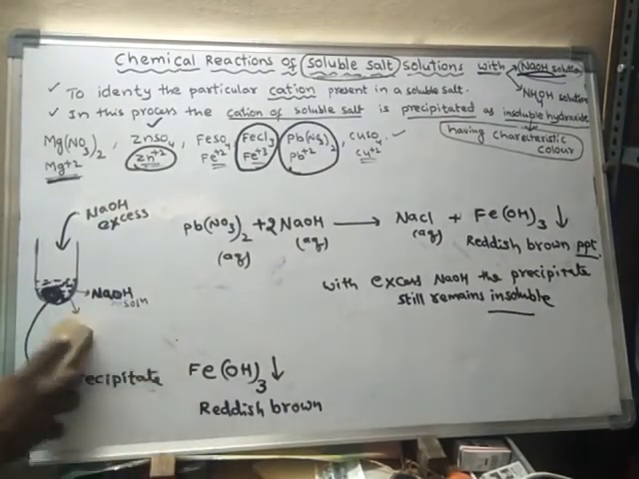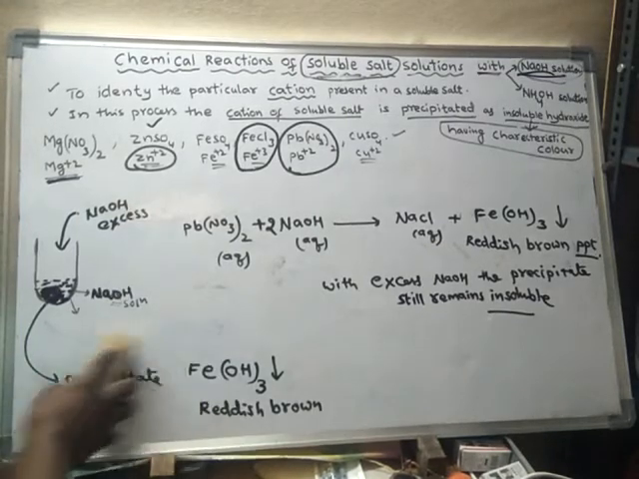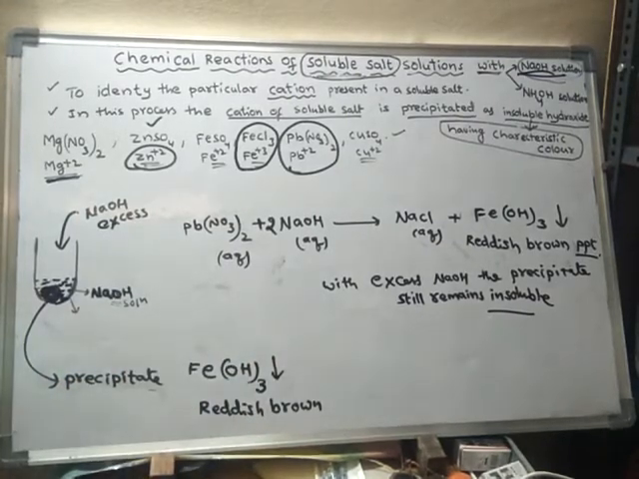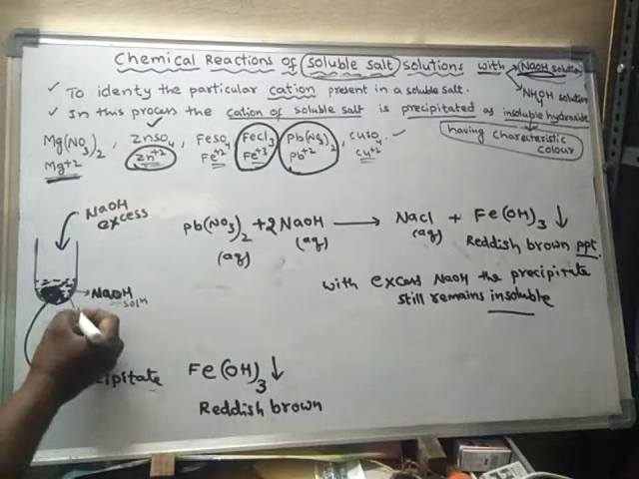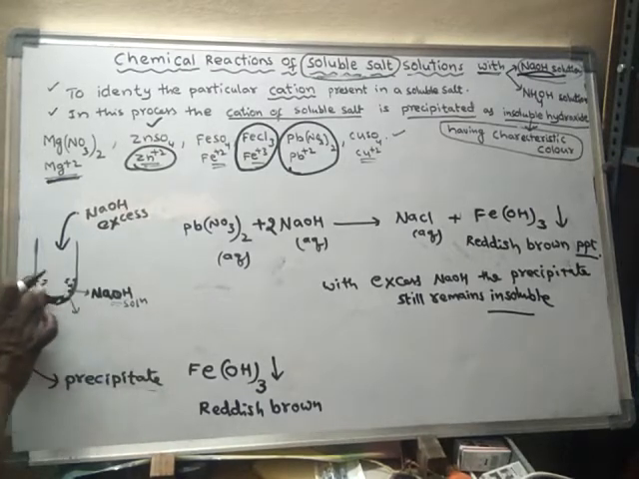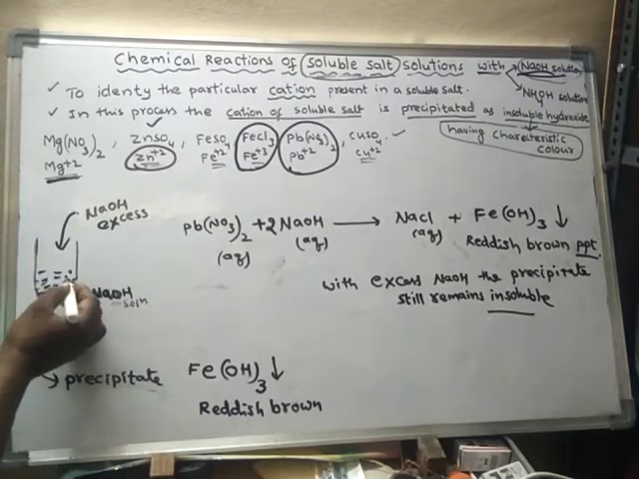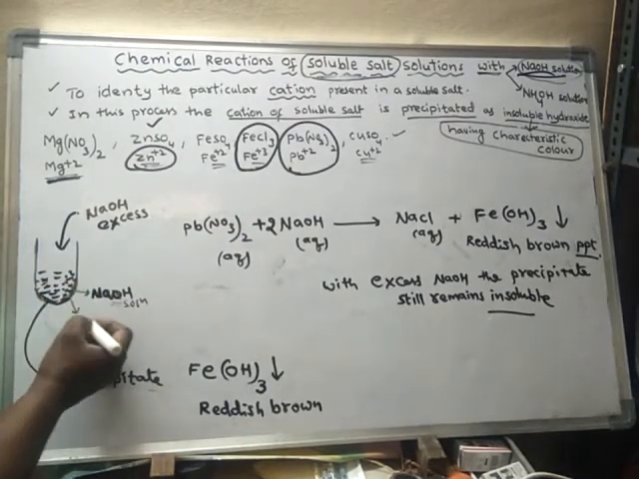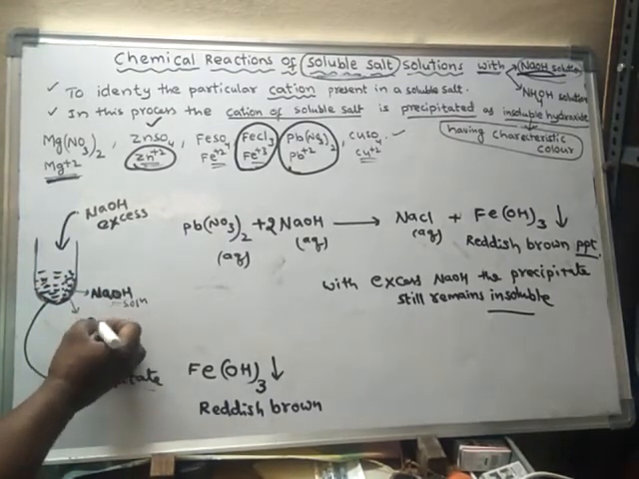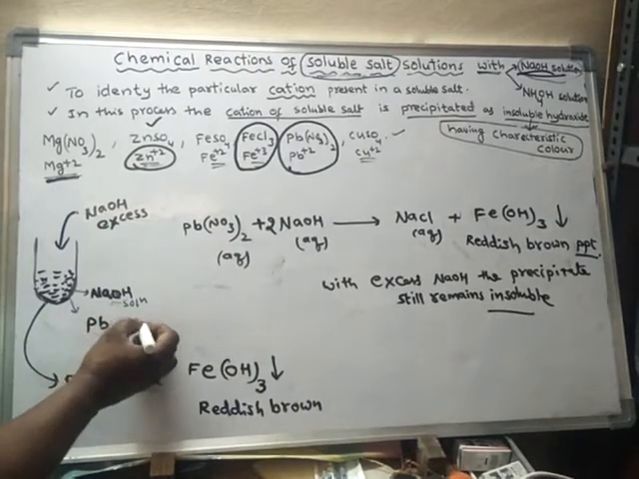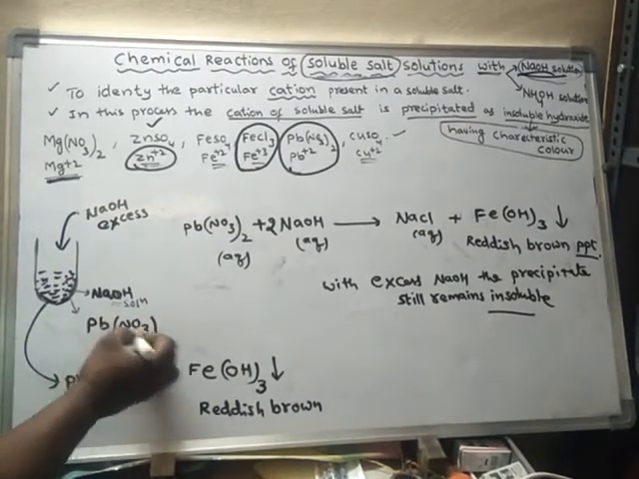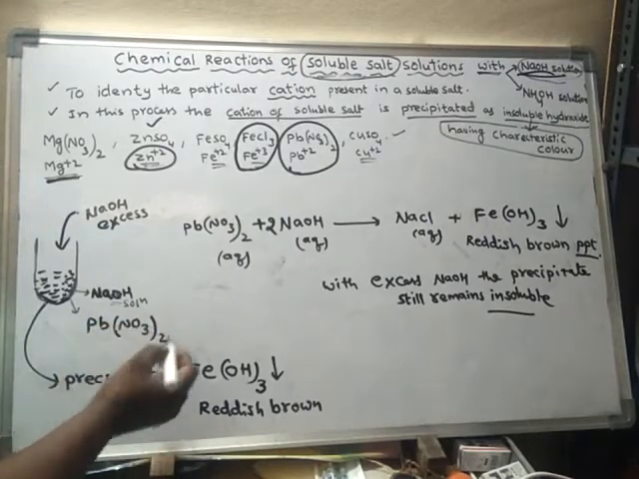Always take a fresh test tube. The test tube should be fresh. Now into this, add freshly a mixture of two solutions: the sodium hydroxide solution and the lead nitrate solution.